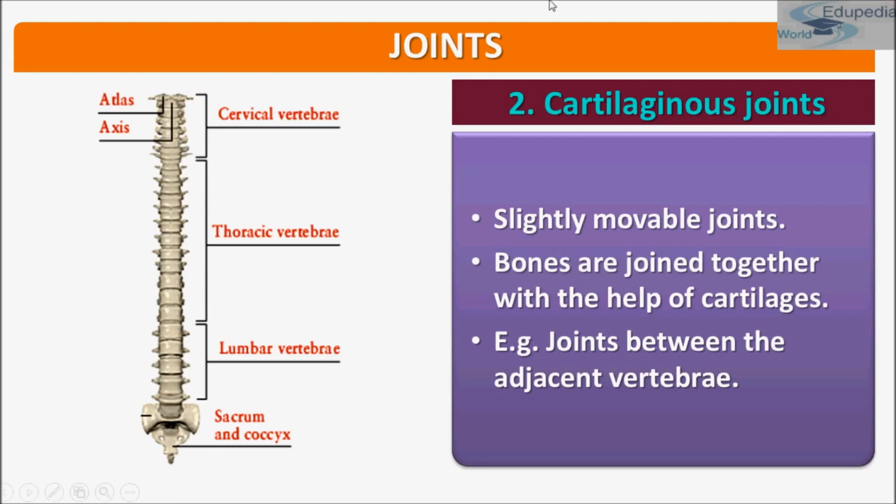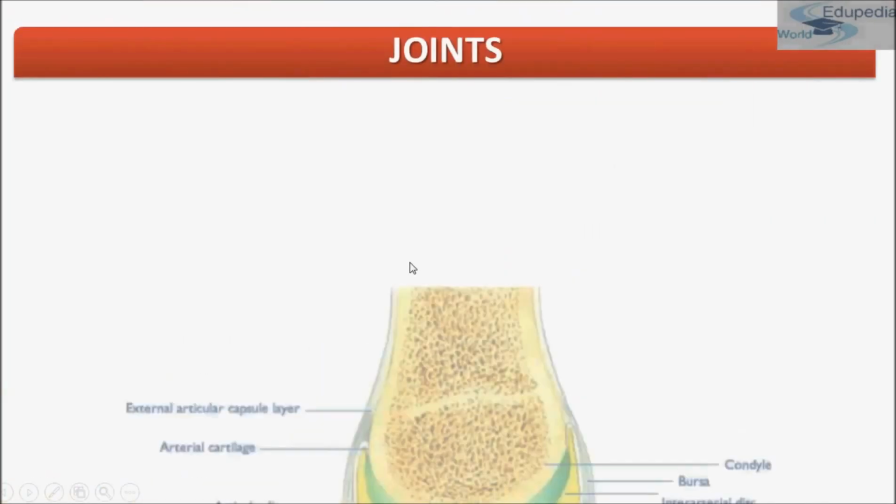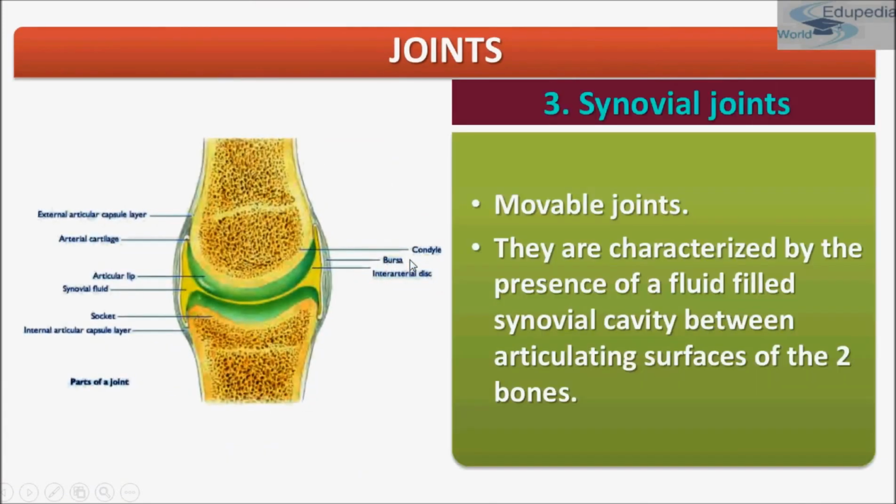Then comes synovial joints. Synovial joints are by far the most common classification of joint within the human body, and they are highly movable and all have the synovial capsule. This is the synovial capsule. This light green part is your synovial fluid, and this is your synovial capsule. Okay, this is the synovial capsule layer, and this is the socket. And this is your synovial fluid.